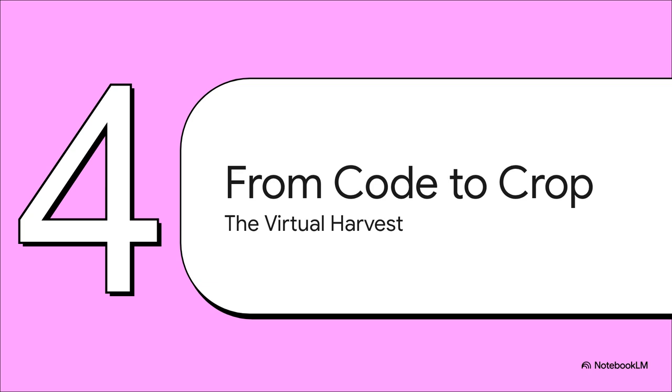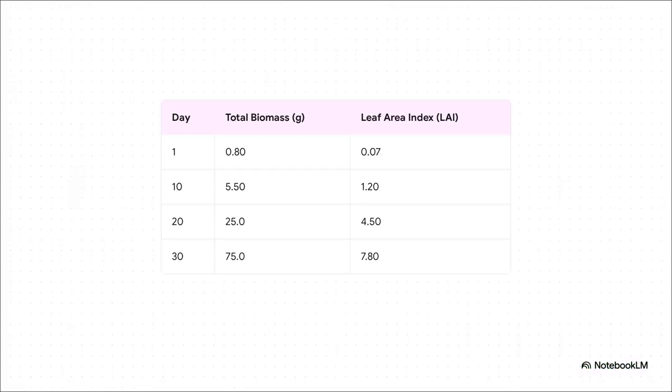So after we let the simulation run for a whole virtual season, through all the good days and the bad, what do we actually get out of it? Well, this is the payoff. This is where we get to see all that code turn into something we can actually understand. A virtual harvest. What we get is data, just beautiful, clean data that tells the story of our little digital plant. We can track its total weight, that's the biomass, day by day. We can also see its leaf area index, or LAI, which is just a fancy way of saying how leafy it's getting. You can literally watch the plant get bigger, gram by gram, right on the screen.